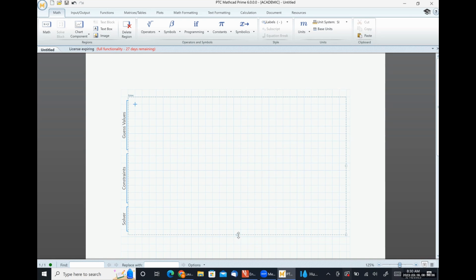So we have 3 different sections here. We have a section for guess values. So that's where we're just going to give an initial guess to the computer as to what we think the answer might be. Then we have our constraint section. This is where we enter in those equations that we just developed. And then we have the solver section, which is where we tell the block to solve the system of equations that we've given it, okay?